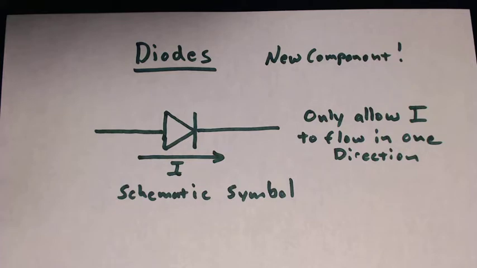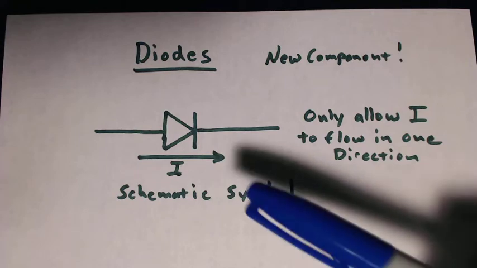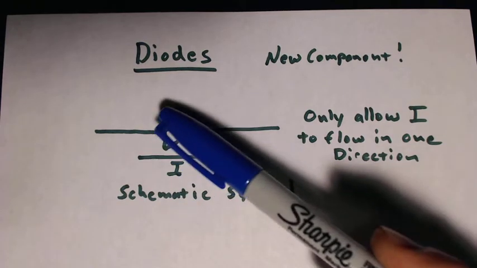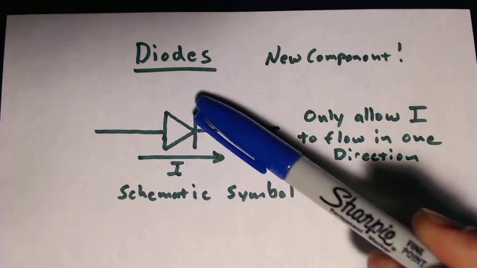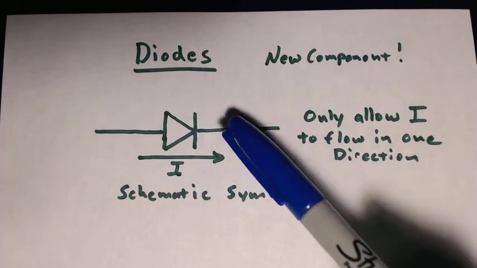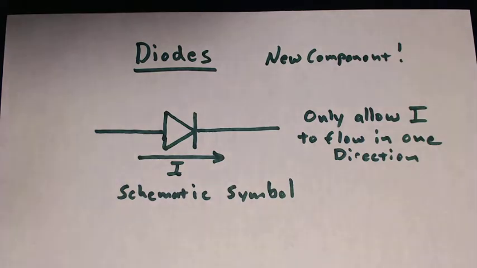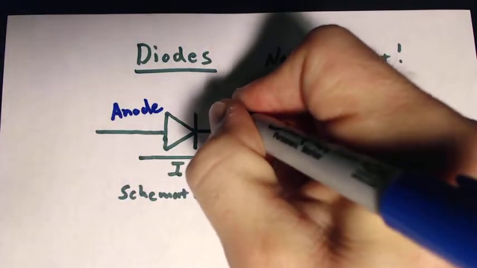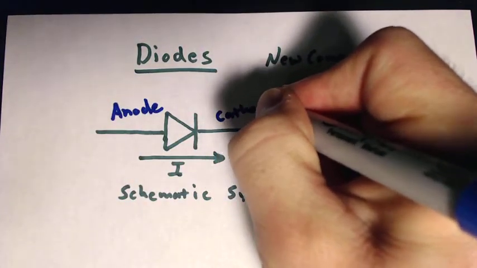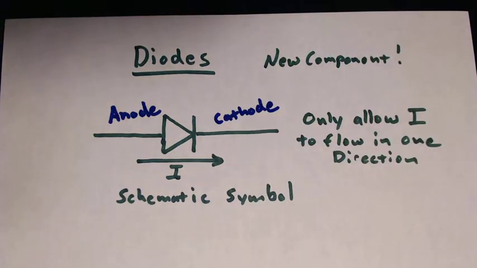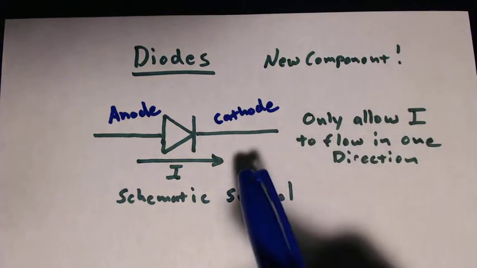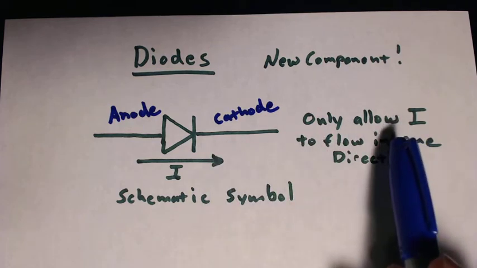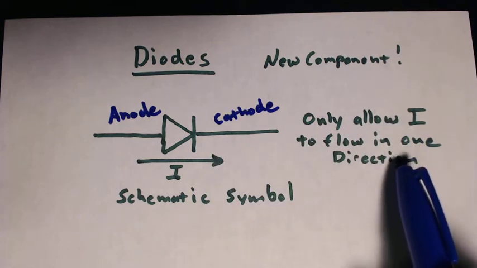Now, the schematic symbol for a diode is, as you can see right here, a triangle with one flat side, and we actually have a name for either one of these sides. Back here, this is the anode, and over here is the cathode. Okay, and here's the main feature about a diode. It only allows current to flow in one direction.